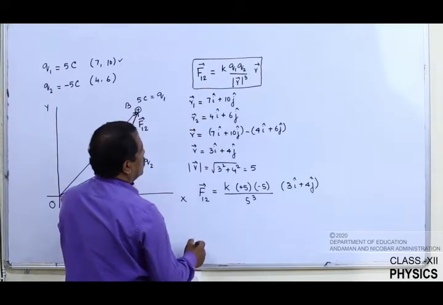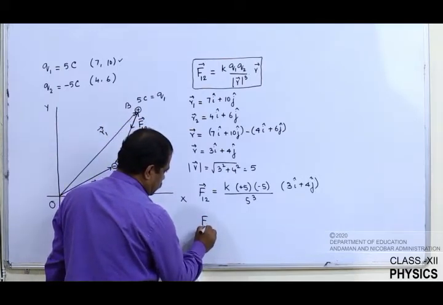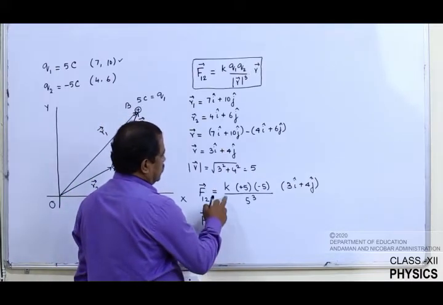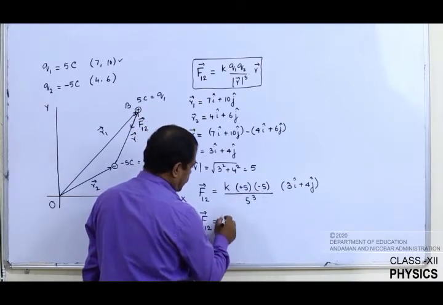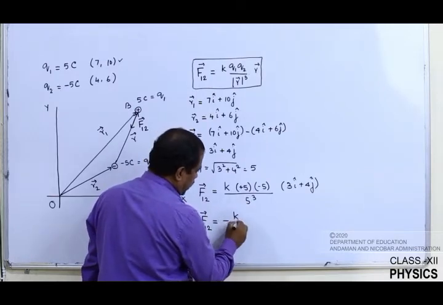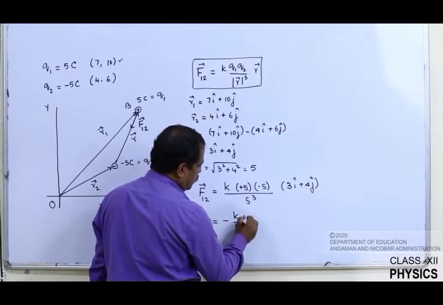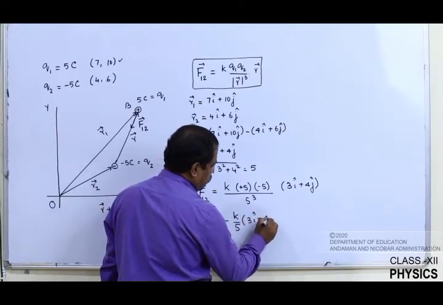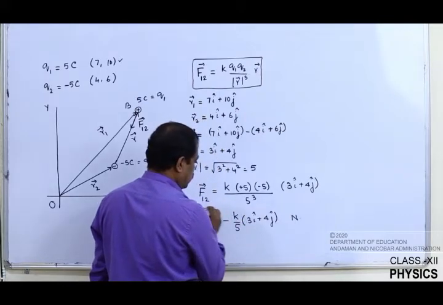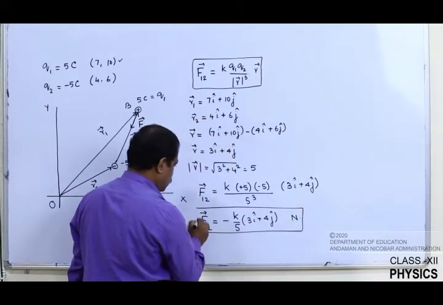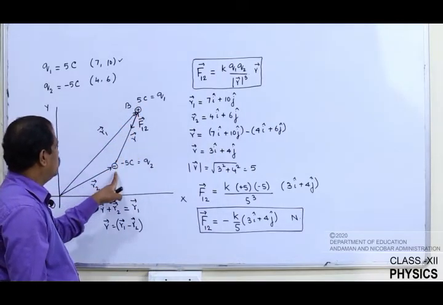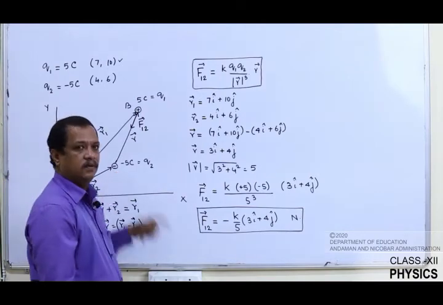And this works out to be F12 is equal to 5 into 5, 25. So minus K, 25 goes off. So K by 5 into 3i cap plus 4j cap Newton. So this is the force experienced by the charge plus 5 Coulomb due to this minus 5 Coulomb charge.